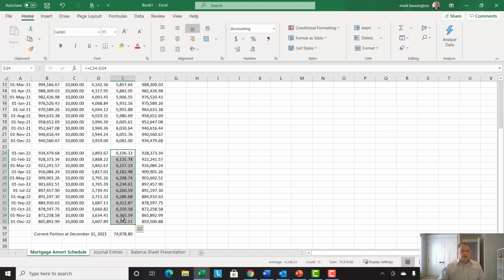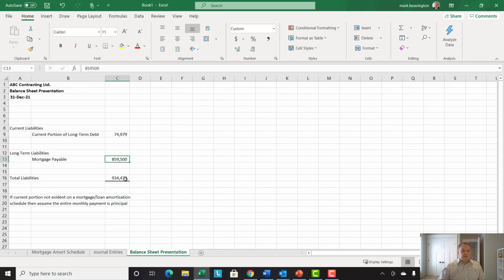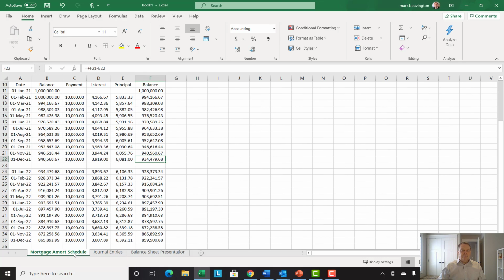That gives you 74,978. And you can see at the end, the balance of the two combined should be the 934,479. That's the principal balance on the loan. And if you add those two together, you do get the 934,479. So hopefully that made some sense to you.